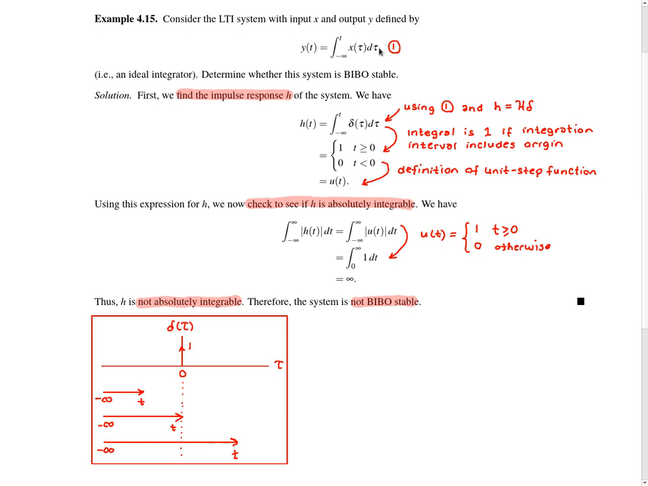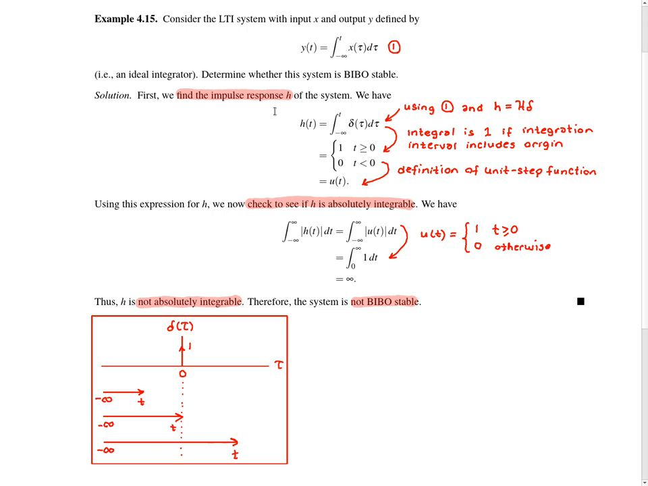But this is not really the intention of this particular example. In this example, we are told that the system is LTI. So since the system is LTI, we know that we can test for BIBO stability using the impulse response of the system. And in particular, we can test the impulse response of the system to see if it's absolutely integrable. And if it's absolutely integrable, the system is stable, otherwise it's not stable. So if we want to do things in this way, we first need to find the impulse response of the system, because we're not directly given the impulse response in this example.